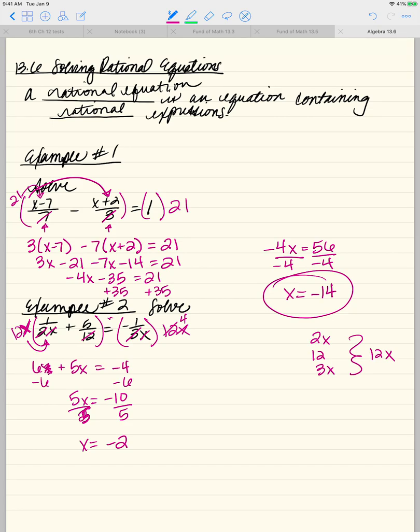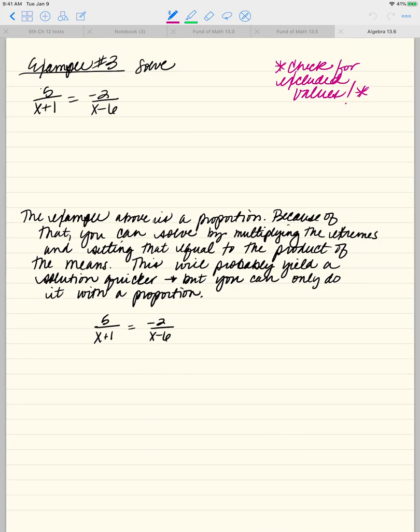Now you can go back and check your answer. I'm not going to take the time to do that right now, but you guys could do that. Okay. Now, as we move into example number 3, notice that we have a rational expression in the denominator of both of these, on the left side and on the right side of the equal sign.